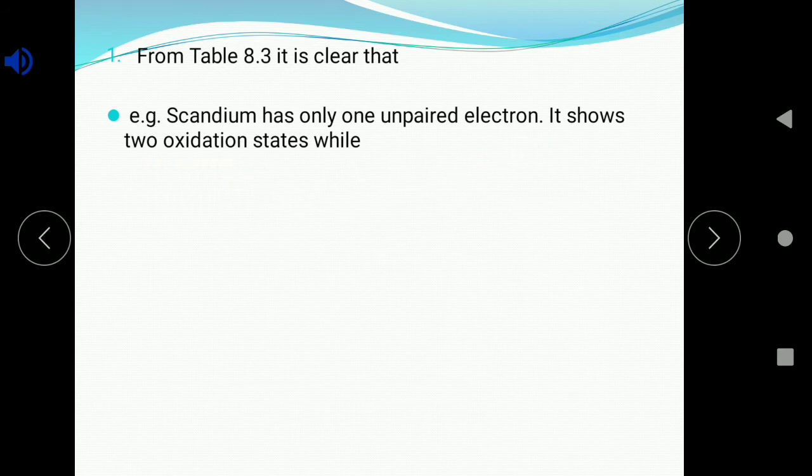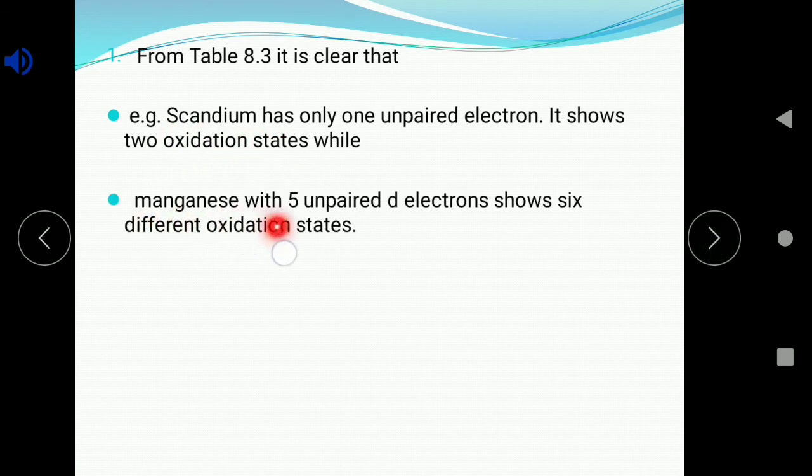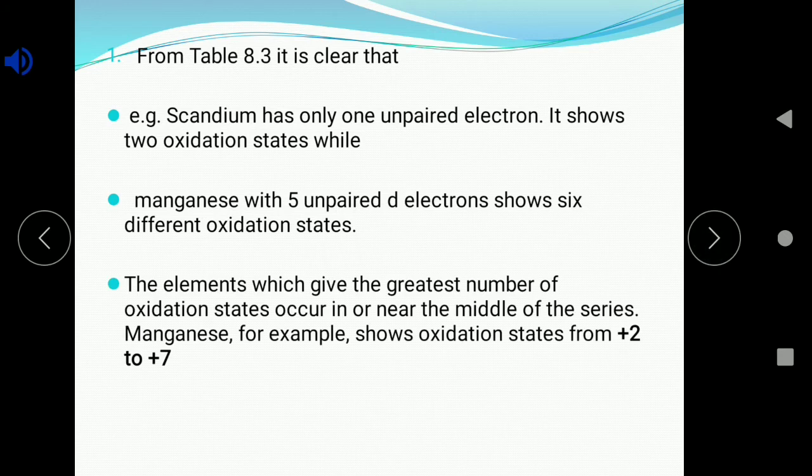That is plus 2 and plus 3: 2 from 4s and 1 from d. So, plus 2 and plus 3, only two oxidation states are possible for scandium. While manganese with 5 unpaired d electrons shows 6 different oxidation states from plus 2 to plus 7.